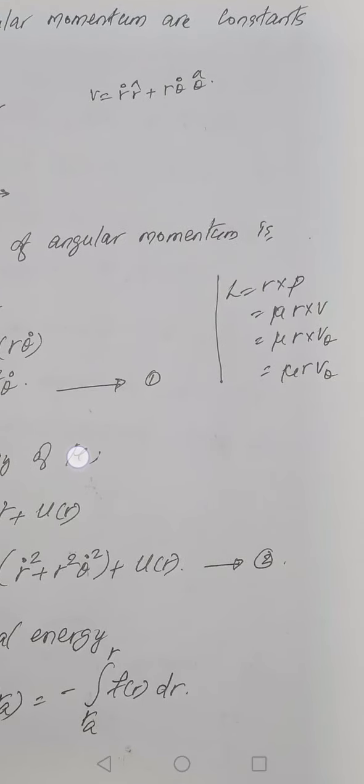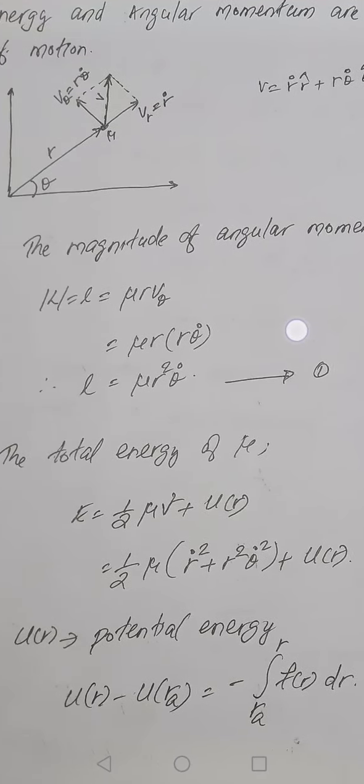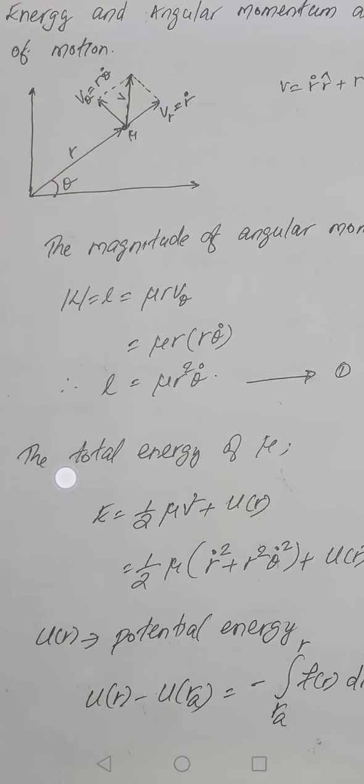So therefore we can calculate the magnitude of angular momentum. We have L is equal to r cross p, that is mu into r cross v. So we have two components, the r component and the theta component. r and v r are in the same direction, so that will be cancelled. So r into v theta will exist, that is mu r v theta. Therefore the magnitude of L, I call it small l, is equal to mu r v theta, and v theta is r theta dot, so l is equal to mu r square theta dot. Very important. The magnitude of angular momentum L is mu r square theta dot.